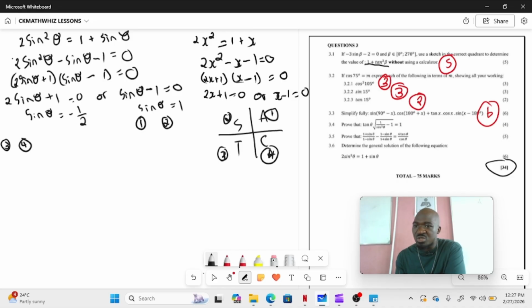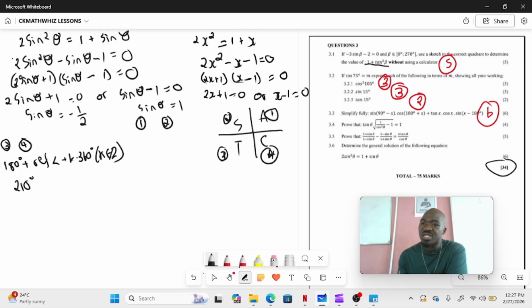Then what's the general solution of 3? The general solution of 3 is supposed to be 180 degrees plus the reference angle plus k times 360 degrees, k is an element of integers. Then the reference angle, remember we got 30, and 180 plus 30 is 210 degrees plus k times 360 degrees, where k is an element of integers.